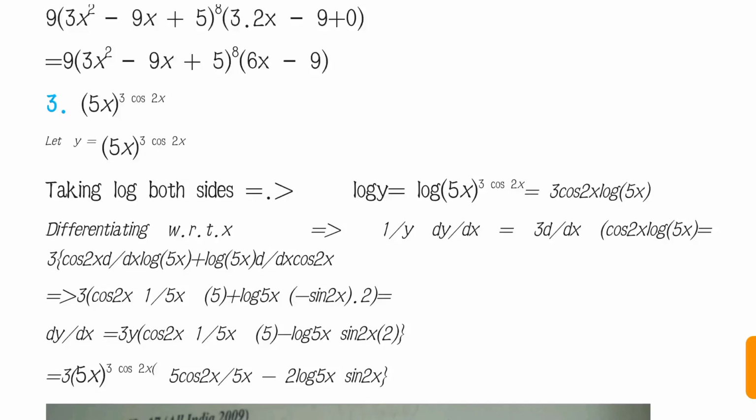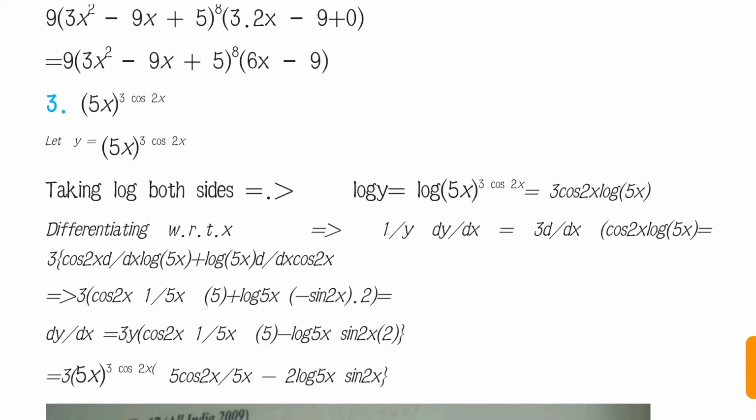Now differentiating both sides with respect to x, log y gives 1/y dy/dx, which is equal to 3 d/dx of (cos 2x · log 5x). Cos 2x into log 5x, here the product rule will be applicable. So 1/y dy/dx is equal to 3, and by the product rule, cos 2x into d/dx of log 5x plus log 5x into d/dx of cos 2x.